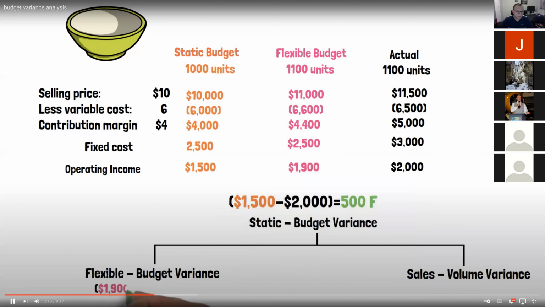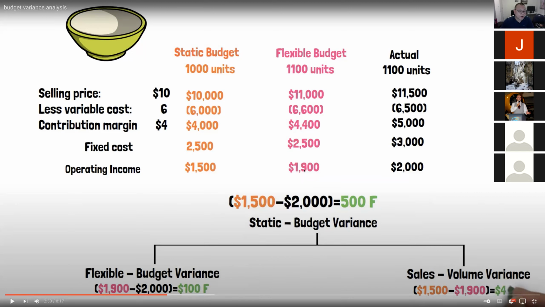Okay, so what's my flexible budget variance? So I'm going to use 1,900 minus 2,000. So I have a $100 favorable flexible budget variance. And then I use 1,500 minus 1,900. I'm going to have a $400 favorable variance, right? So this is called sales volume variance.